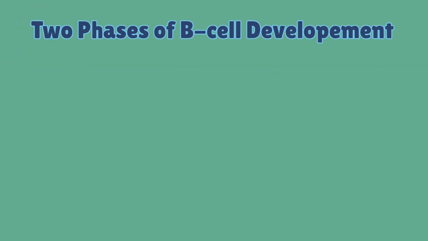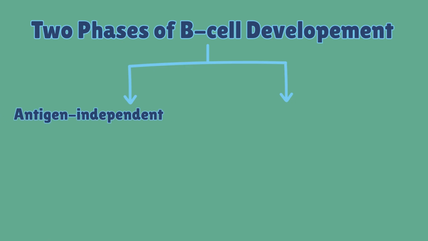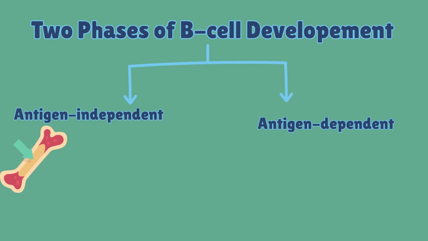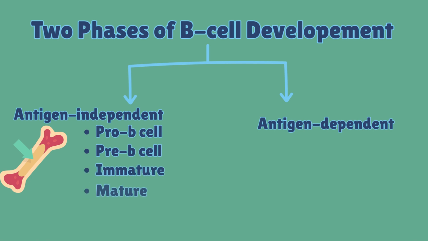There are two phases of B cell development: the antigen-independent phase and the antigen-dependent phase. The antigen-independent phase begins in the bone marrow. This phase can be broken up into four different stages, starting with the pro-B cell, the pre-B cell, the immature B cell, and the mature B cell.